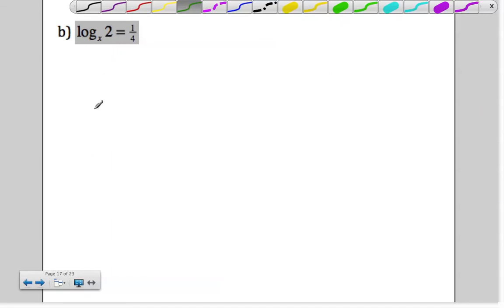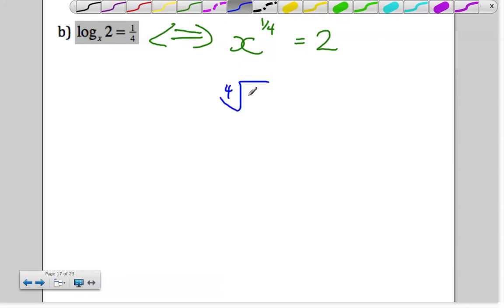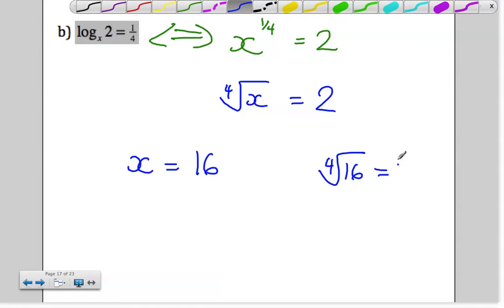I can't think of any simplifying, so let's just do, remember, if nothing else works, if you've tried everything else, do if and only if. X to the 1/4 equals 2. Now think very carefully what a power of a quarter is. A power of a quarter is a 4th root. So I need to start with a number such that when I 4th root it, I get 2. And the number is going to be 16, because the 4th root of 16 will give you 2. Okay?